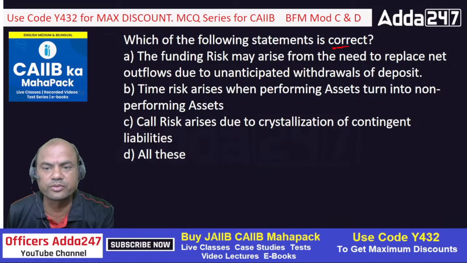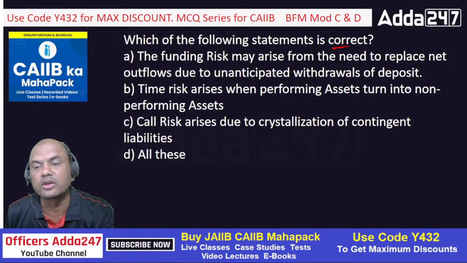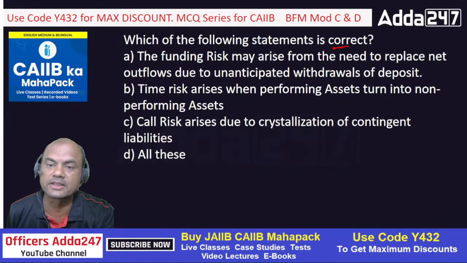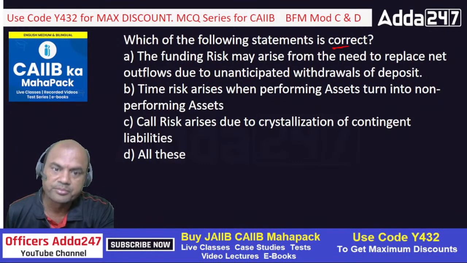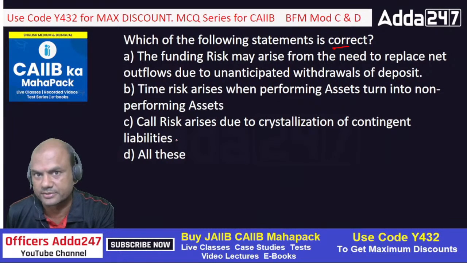Okay, second point. Time risk arises when performing assets turn into non-performing assets. It means my standard assets have become an NPA. So here, firstly I'll get the answer from your side. Okay, call risk arises due to crystallization of contingent liabilities.